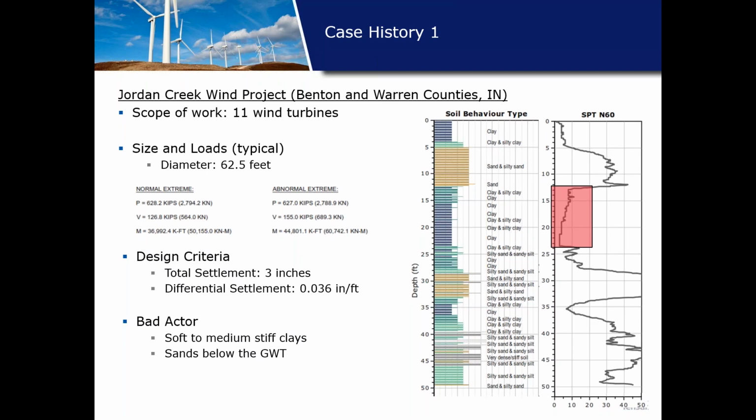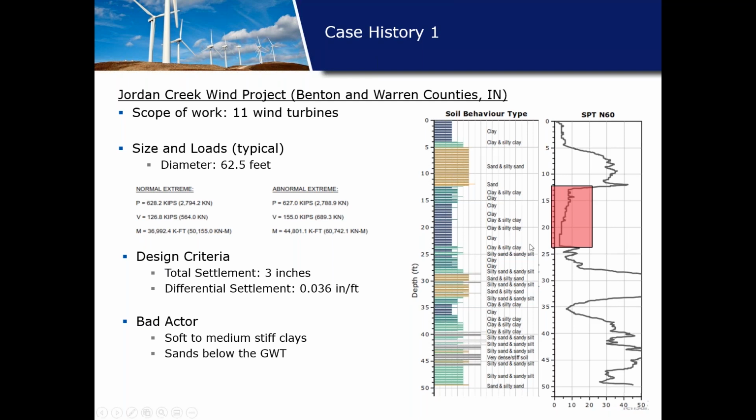Our scope of work on the project is 11 wind turbines. These are very standard size, 62.5 feet in diameter, axial loads in the 625 kip range, shear loads in the 125 to 150 kip range, and moments in the 37,000 to 45,000 kip foot range. Normal design criteria: 3 inches of total settlement and 0.036 inches per foot of rotation.